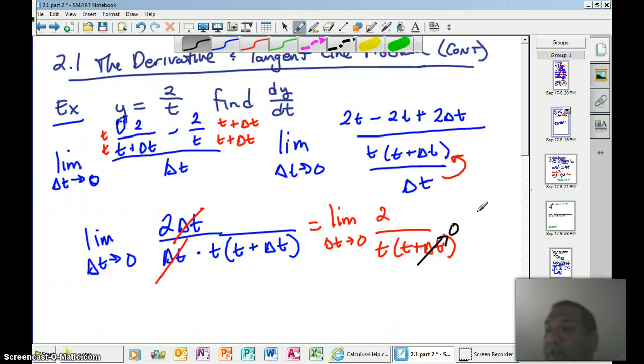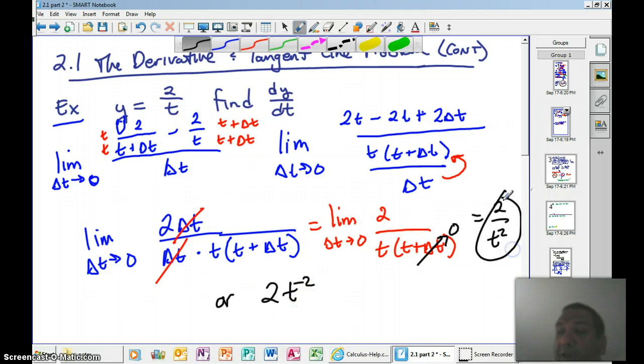This goes to 0, and I'm left with 2 over t squared. Or if you wanted to get silly and crazy, that's 2t to the minus 2 power. Either way, there is your derivative. And that's how fraction action, or in math terms, mixed fractions, are taken care of in this derivative or algebra sense.